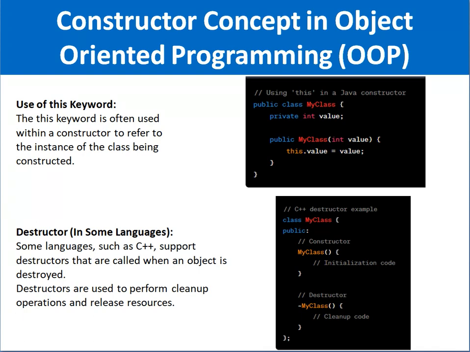Normally many languages, friend, like Java especially, already have a concept of garbage collection. So whatever object is not being used, it automatically removes that object or automatically releases that memory, and you don't need a destructor. However, some languages like C++ still support destructors for cleanup operations and releasing resources as well.